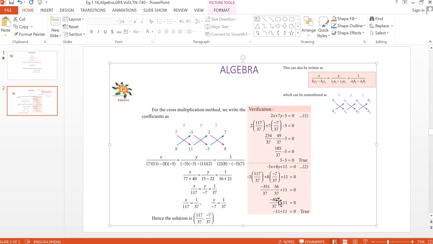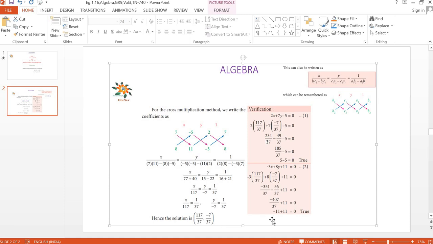Now -407 by 37 equals -11 and already plus 11 is there. On adding that, we have -11 + 11 equal to 0. This is the same as the right hand side value. Since LHS equals RHS, both equal to 0, it means the values of x and y we have obtained are correct. Therefore the required solution is (117 by 37, -7 by 37).